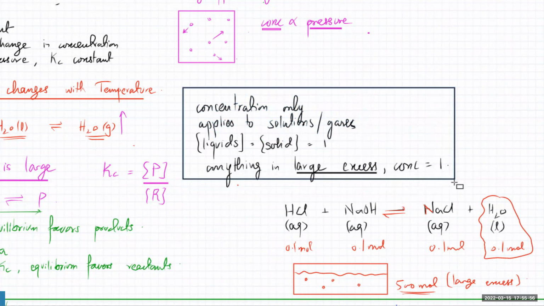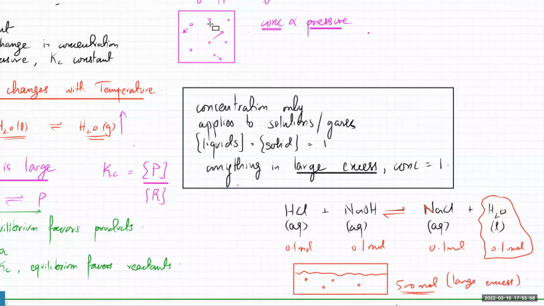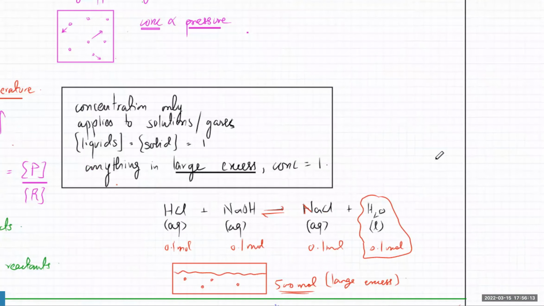अच्छा, it only applies to solutions या फिर ये ना आपकी जो gases हैं. For liquids and solids or anything that's in large excess, the concentration is a constant. It's always taken as 1. Because concentration क्या होता है? Concentration is the spacing of the particles.